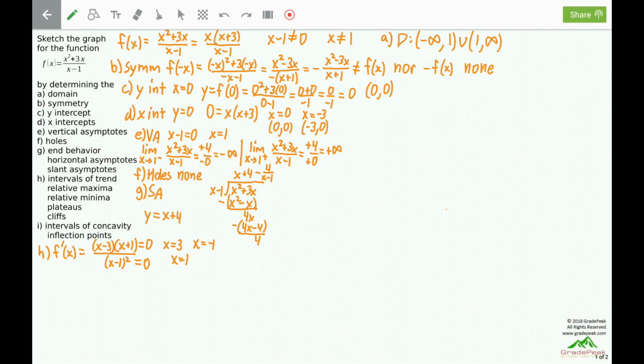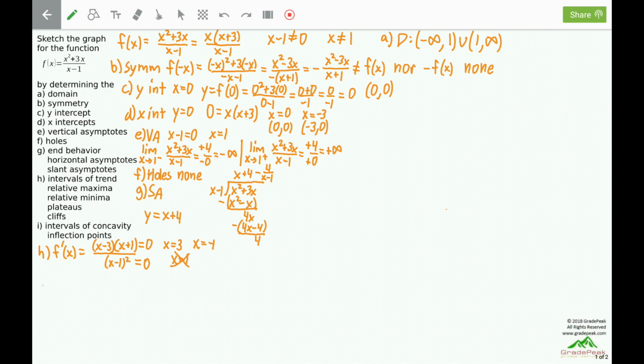We will now check to see which of these are in the domain. The domain is all real numbers except positive 1. x equals positive 3 and x equals negative 1 are both real numbers, and they are not equal to positive 1, so they are both in the domain and they are both critical numbers. x equals positive 1 is not in the domain. We will cross it out.